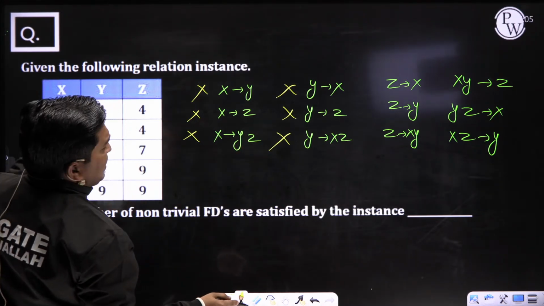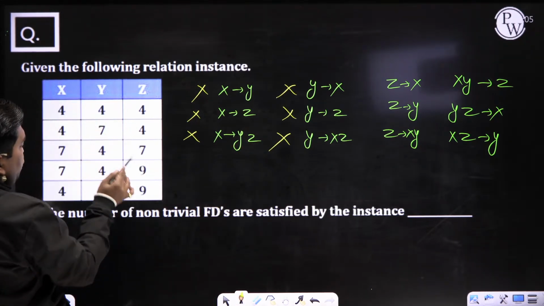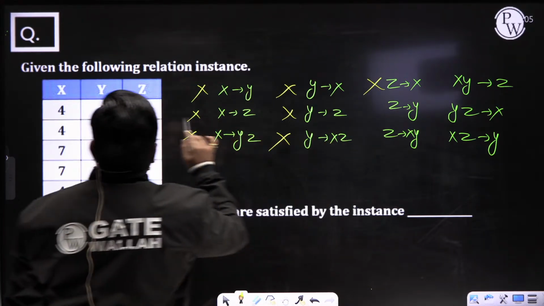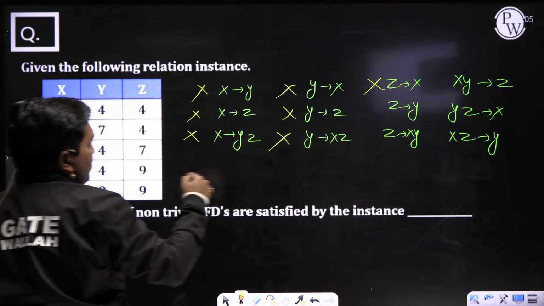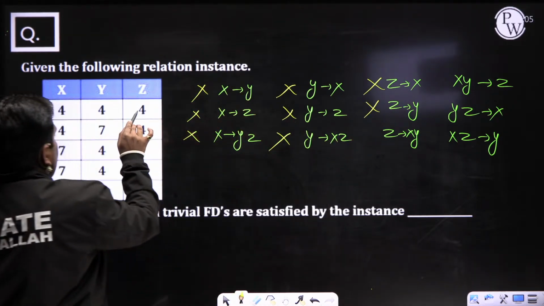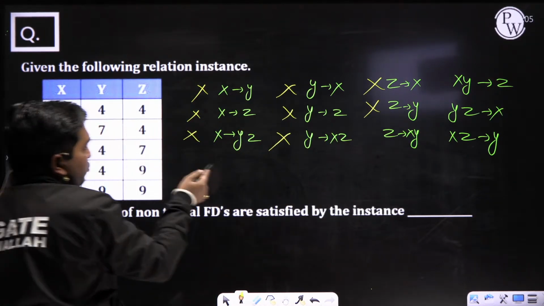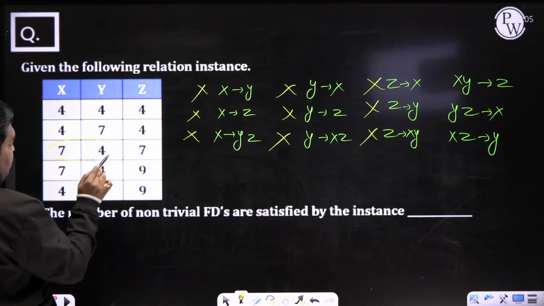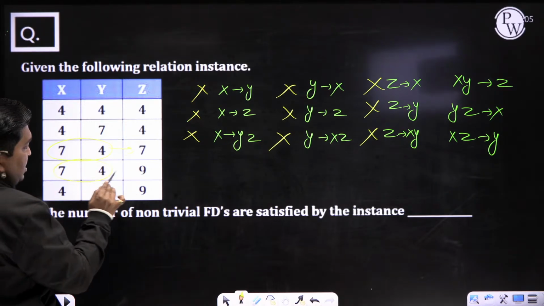Next, Z tends to X: 4 tends to 4, 9 tends to 7, 9 tends to 4. Z tends to Y: 4 tends to 4, 4 tends to 7. Wrong, my dear. Z tends to XY: 4 determines 4 4, 4 determines 4 7. Wrong.